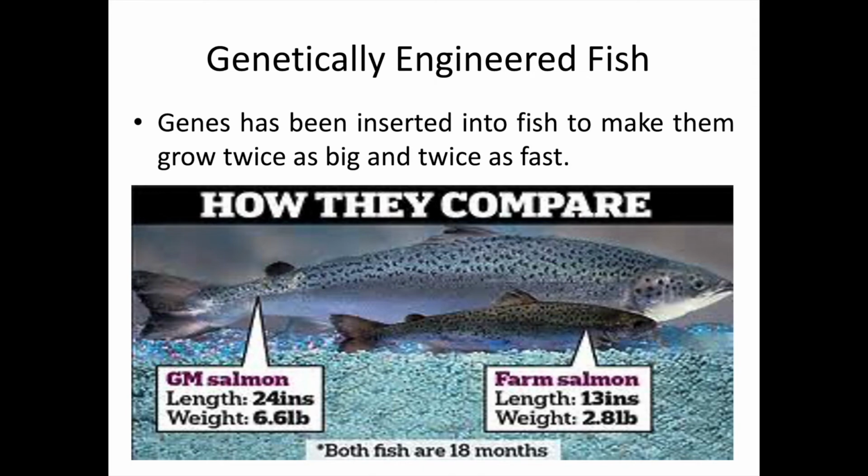And genetically engineered fish, specifically the salmon. The genes have been inserted into a fish to make them grow twice as big and twice as fast. You will notice here that both fish are 18 months old, and there is a difference with regards to their length and also their weight. The length is 24 inches for the genetically modified salmon, and it weighs 6.6 pounds, compared with 2.8 pounds for the farm salmon.